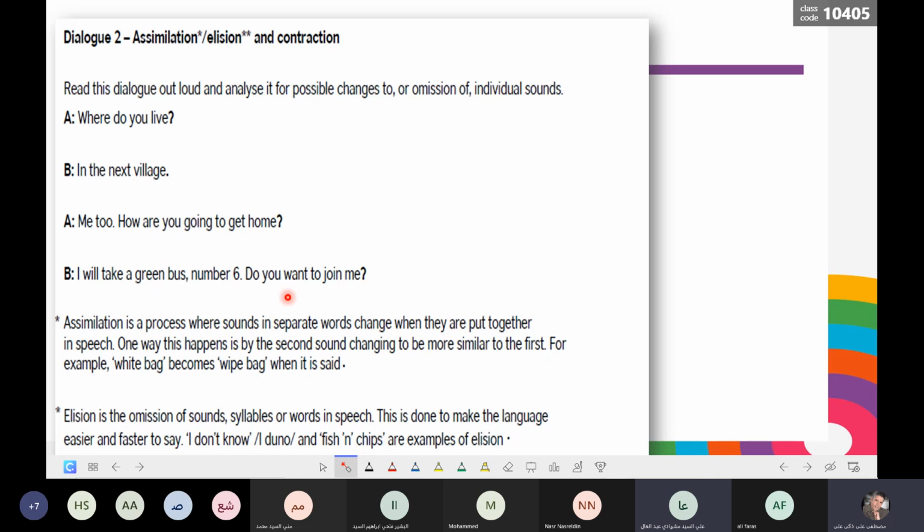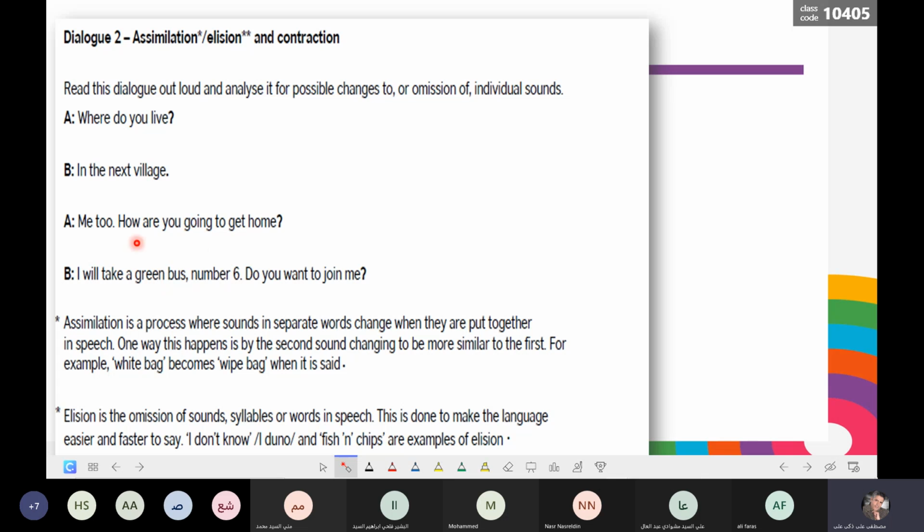Number six. Do you want to? We would not say "want to." When we have the letter or any consonant that is repeated in two words like "want to," we just pronounce it once. So we would say, do you want to join me?